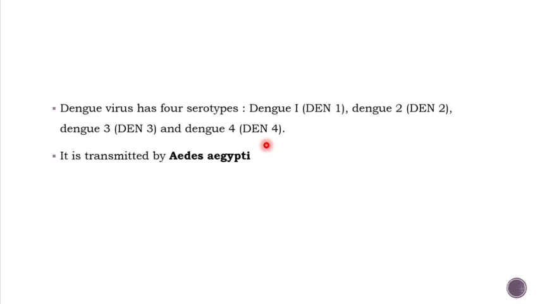Dengue virus is mainly transmitted by a mosquito, which is primarily Aedes aegypti. Here the vector for transmission of dengue infection from one person to another is a mosquito called Aedes aegypti. These mosquitoes bite the host during the daytime.